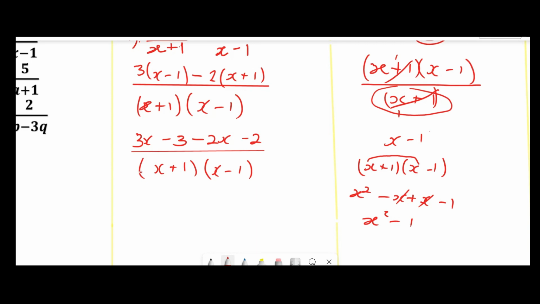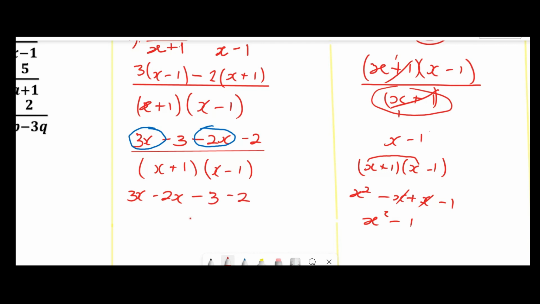Let's consider the numerator. You see, they are like terms. So let's see this stuff. For x and that of negative 2x, they are like terms, so we can group them. So we're going to get this. So let's continue. We have 3x minus 2x minus 3 minus 2.